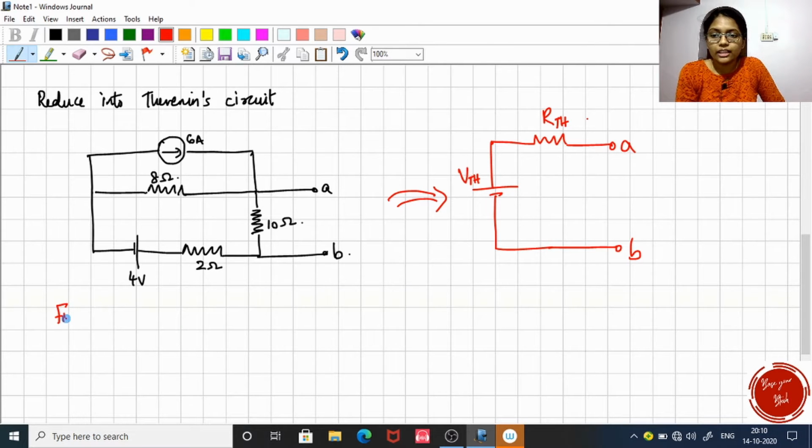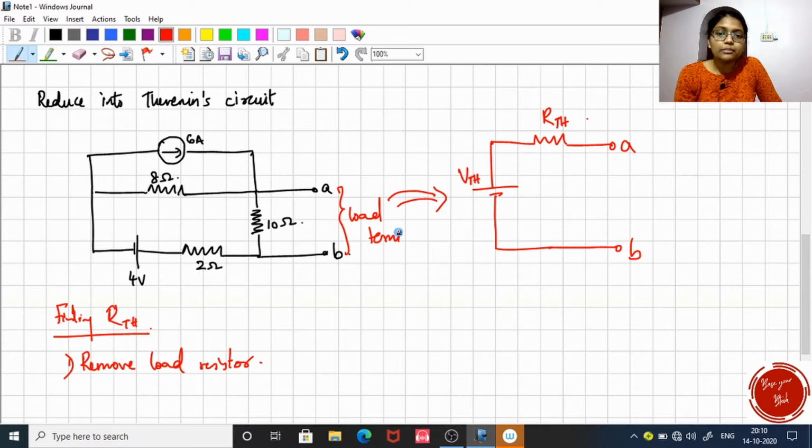Okay, finding Rth. For that you have to follow 3 rules. That is, first one is remove load resistor. Actually, there is no load resistor connected to this terminal, isn't it? As I have said, this AB is the load terminal, and sometimes in the question some resistor will be connected across this AB. So if such a resistor is connected, then you must remove that load resistor, but we can skip this first step because load resistor is not connected in our question.